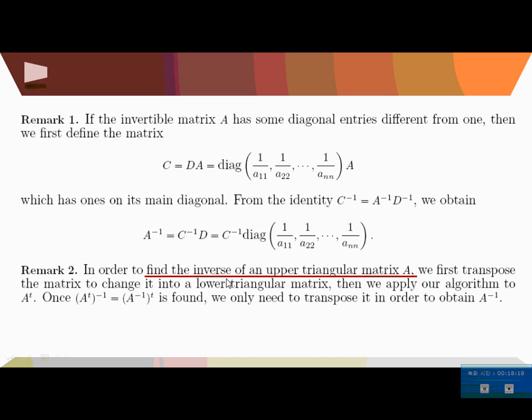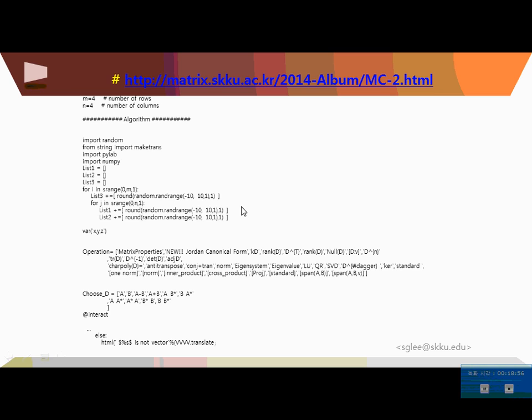But here the important thing is finding the inverse of an upper triangular matrix A. In this case, it's going to be a lot easier because the inverse of A transpose is the same as the transpose of A inverse. For the triangular matrix, we've already developed an algorithm to find the inverse effectively. So finding the inverse of the transpose is just an easy way. So we only need to transpose it in order to obtain A inverse like this. So there are many things that we can do with it.